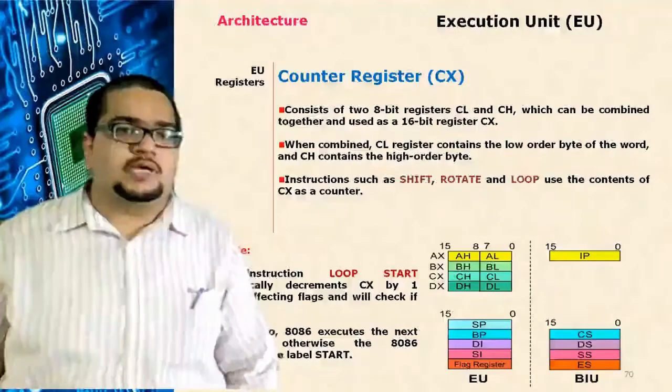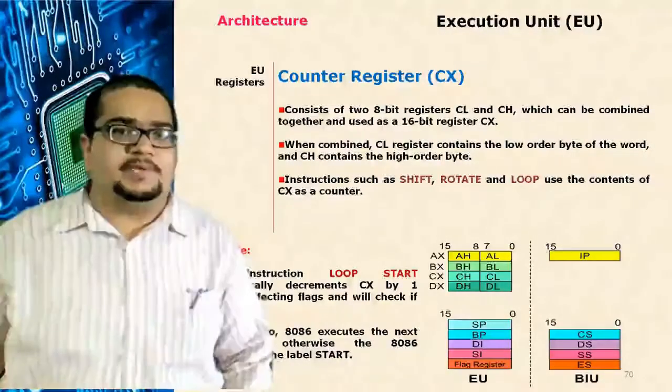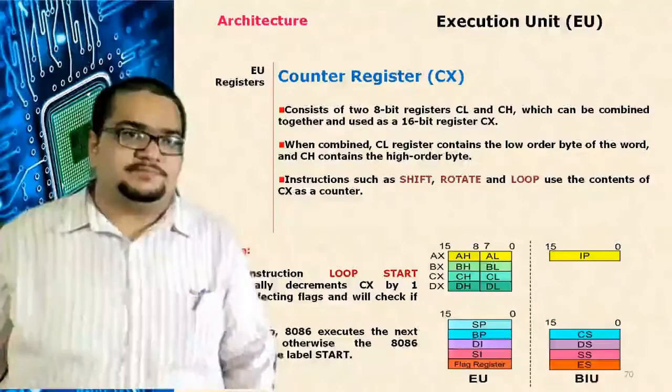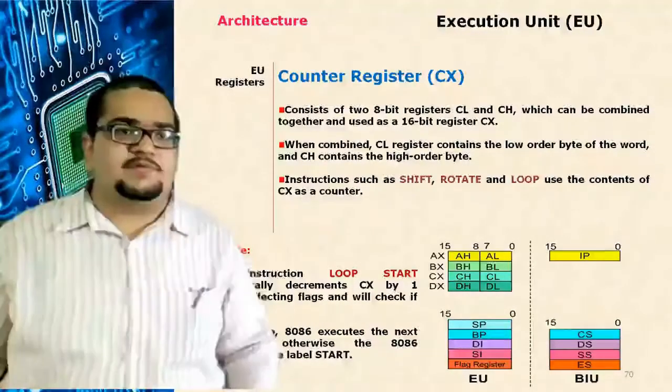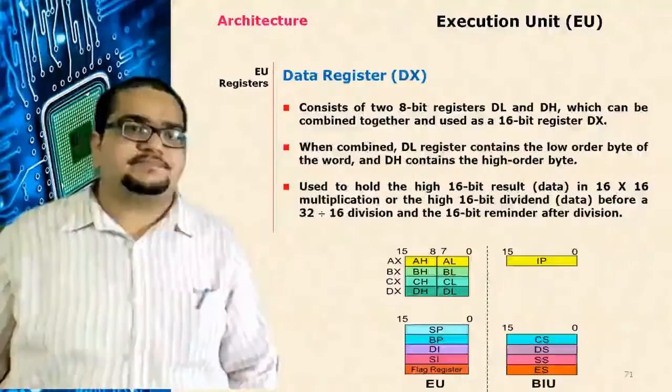CX register is the counter register. By default, it does counting operations. That means it counts how many instruction bytes are executed so far. Otherwise, you can use it as a general purpose register to hold general data.